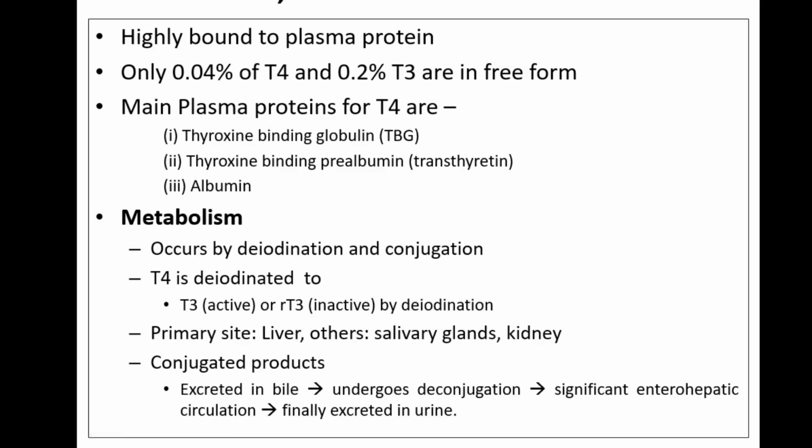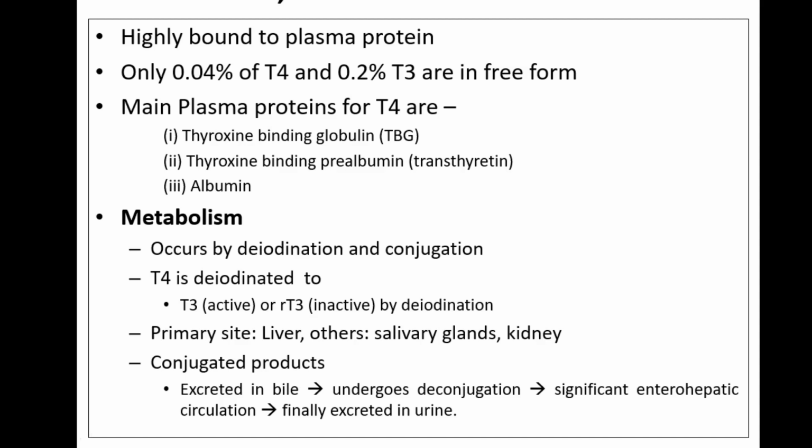The thyroid hormones are highly bound to plasma protein. If you compare T4 and T3, T4 has higher plasma protein binding. So only 0.04% of T4 and 0.2% of T3 are available in the free form. The main plasma proteins that bind T4 are thyroxine binding globulin, that is TBG, thyroxine binding prealbumin and albumin.